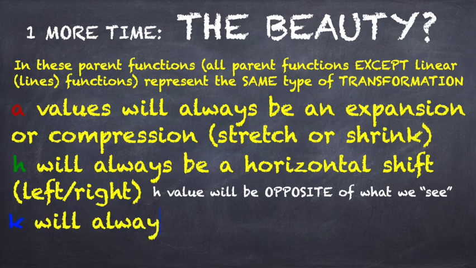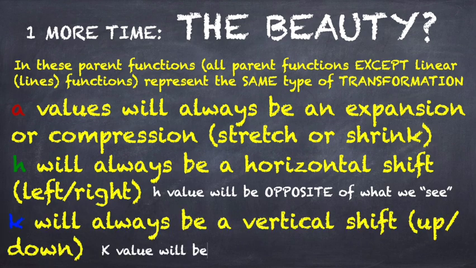All right. Last but not least, our K value will always be the vertical shift, exactly how it seems. I'll either go up or I'll go down. So if I see plus 7 tacked on the back, then I'm going to have a vertical shift up 7 units. If I see minus 12 tacked on the back, then that minus 12 tells me I'm going to have a vertical shift down 12 units.